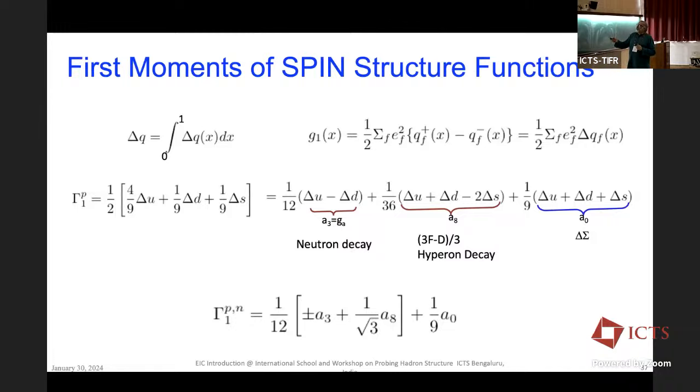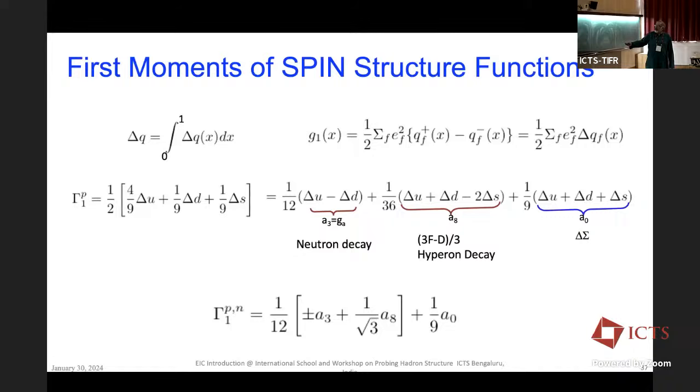The G1 spin structure function is summed over all flavors of e squared, the charge squared, and the difference between the quarks aligned with the proton, anti-quarks aligned with the proton, quarks anti-aligned with the proton, for the particular flavor. And that's how we write this down. And the first moment of this is the total spin carried by that flavor. Yes? For each of the U, D, S, you will get this part. Now, if you take the full momentum integral, it comes out to be this. Take my word for it, but this is what comes out.